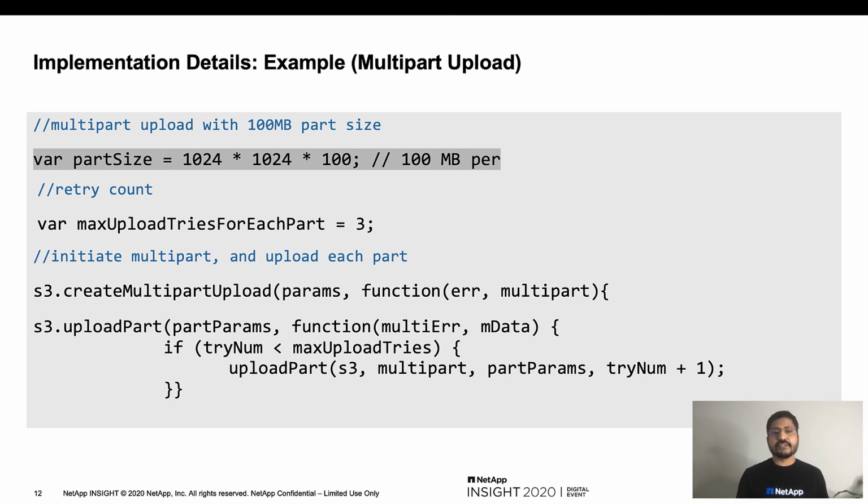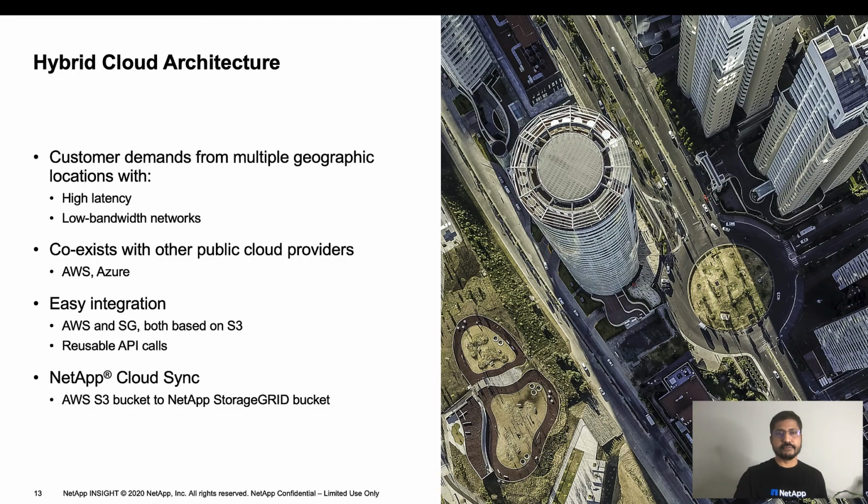Once we set everything, and you have a presigned URL and a part, all you need to invoke is the S3 API call to upload a part, right? Once you upload a part, that will automatically ingest the corresponding part to the storage grid. So this is what we presented at last year's Insight.